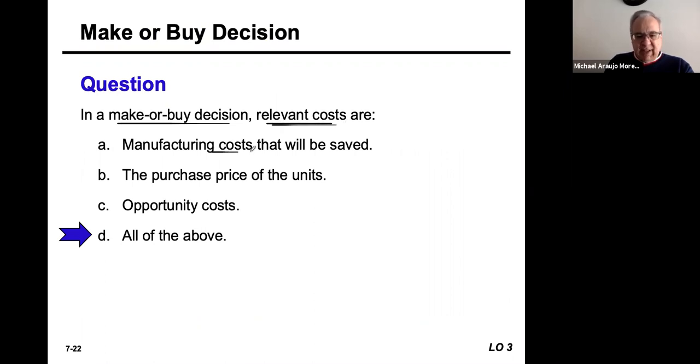Okay. So with a make or buy decision, almost everything becomes relevant. What costs are going to be saved? What's the purchase price of what we're buying instead of making it? And what about those opportunity costs? What are we giving up by making that choice?